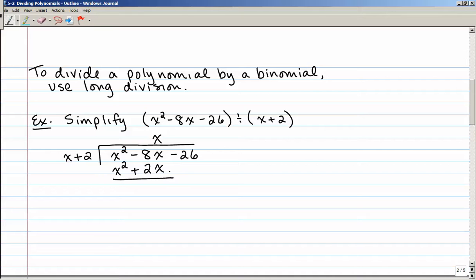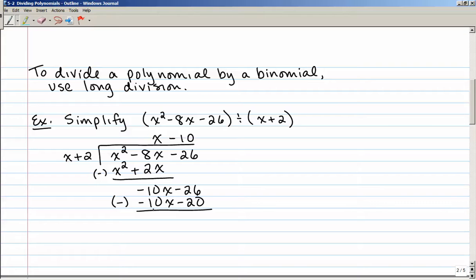Draw your line like in long division and subtract. X squared minus x squared is 0. Negative 8x minus 2x gives me a negative 10x. Bring down your negative 26, and let's do it again. Negative 10x divided by x gives me a negative 10, so that goes on top. Negative 10 times x plus 2, distributing that is negative 10x minus 20, and subtract.